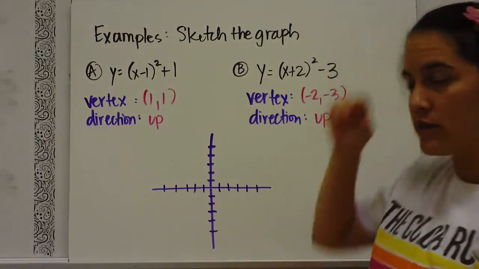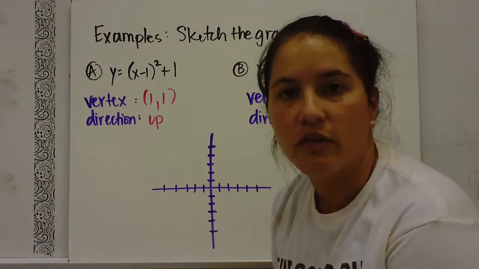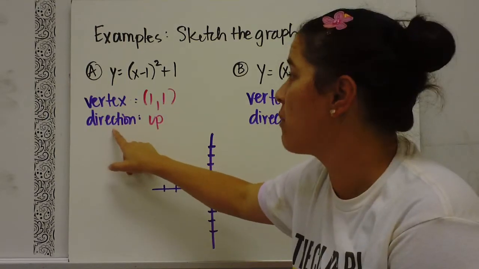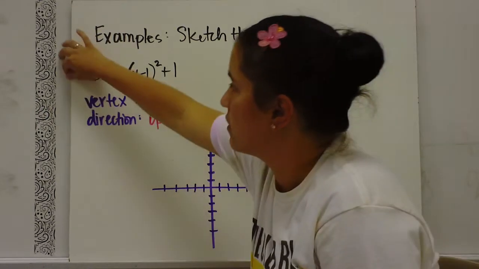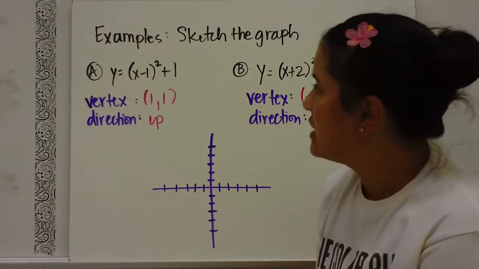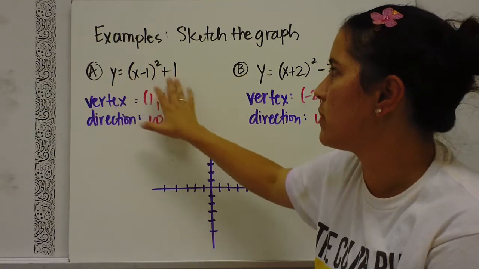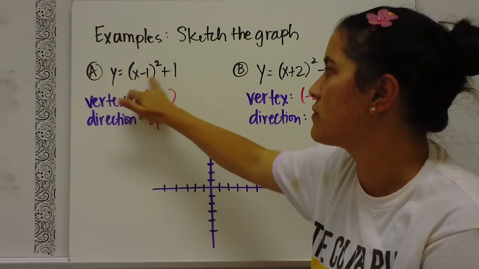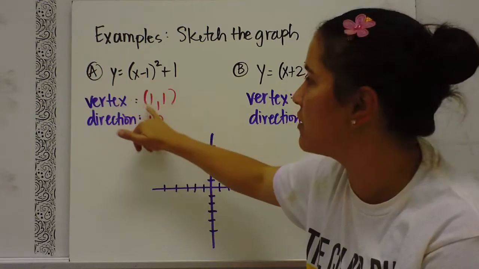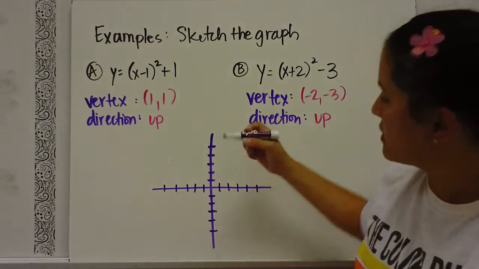Alright, so some examples. Sketch the graph. I'm going to give it to you in vertex form. You have to find the vertex, and you have to find what direction it's going. And then we're going to just sketch a parabola. So I've shown you in this one, y equals the quantity x minus 1 squared plus 1. The vertex comes from these two numbers. Because it's minus 1 inside the parentheses, it's going to be a positive 1, and then that is your 1. So the vertex is at 1, 1.